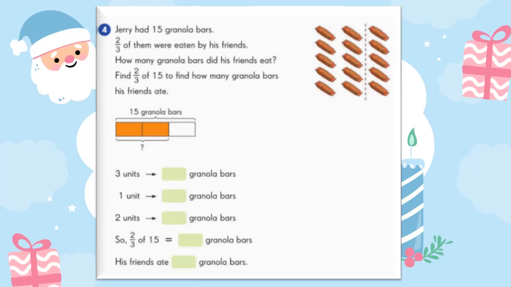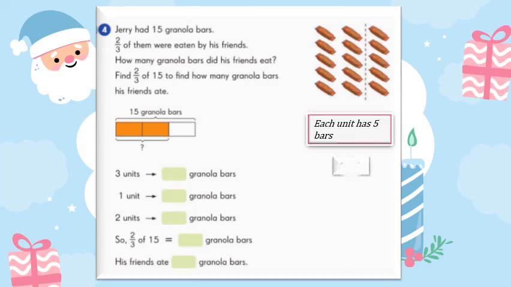Next slide here. Jerry had 15 granola bars. 2/3 of them were eaten by his friends. How many granola bars did his friends eat? Find 2/3 of 15 to find how many granola bars his friends ate. As we can see, they are divided into 3 units. Each unit has 5 granola bars.